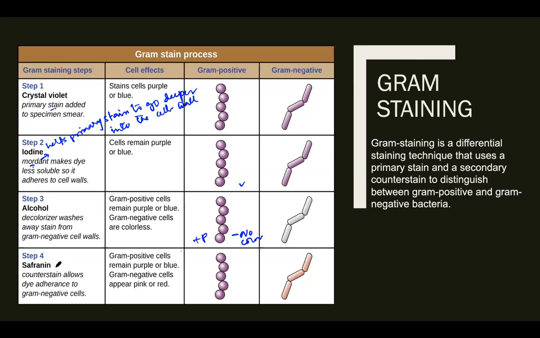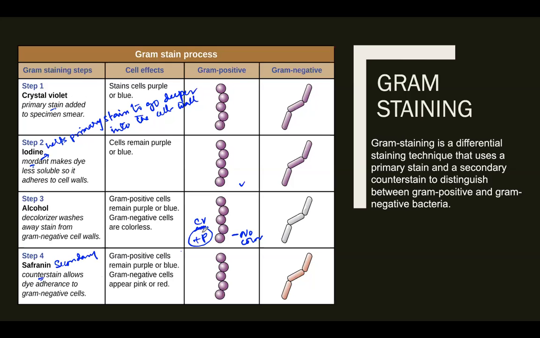Last step is the safranin. You can see that this is the second dye we are using. First, that's our primary stain, the crystal violet. Now this we can call the secondary stain, or the counter stain. So what will happen? Look, in the case of gram-positive bacteria, the cell wall is completely filled up with crystal violet, so there is no place for safranin.